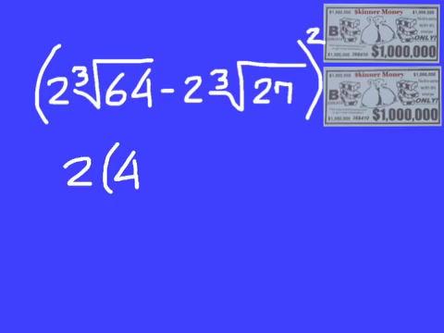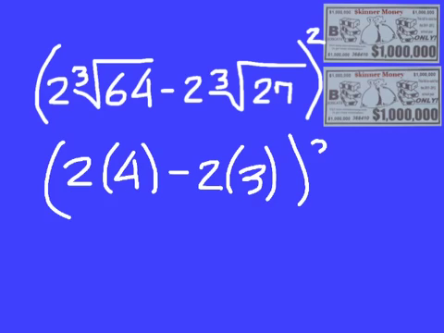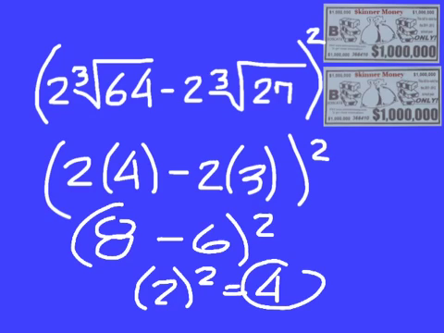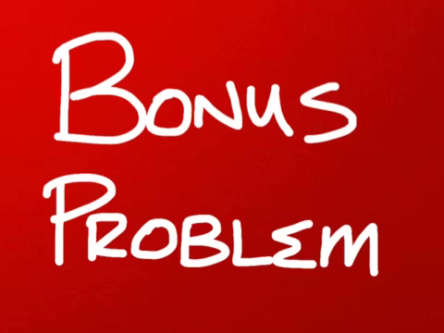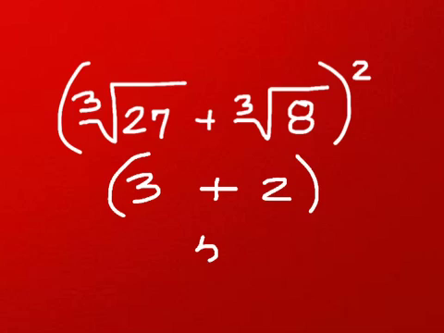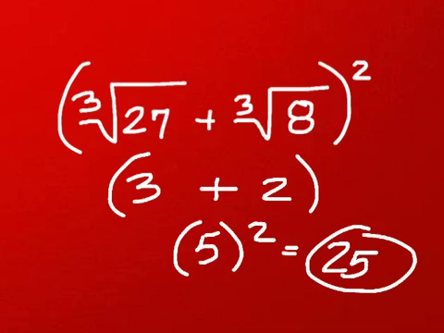Alright, for this one you'll have 2 times 4 and then 2 times 3. That's something Gilkey would have done. 8 minus 6 is 2, and square that to get 4. You should have 3 plus 2, which is 5, and then square that to get 25.